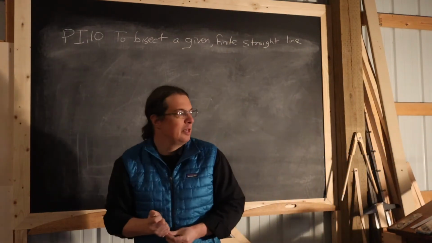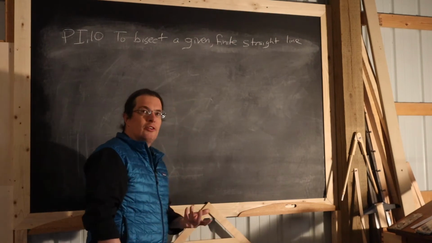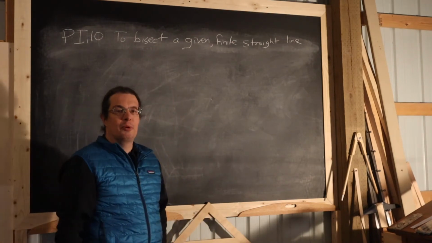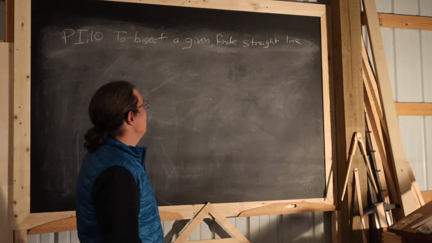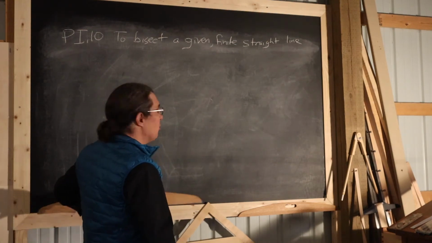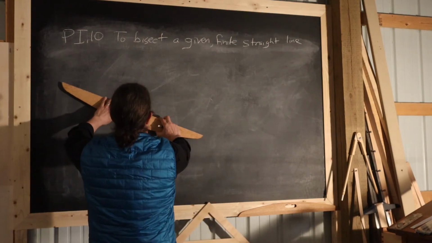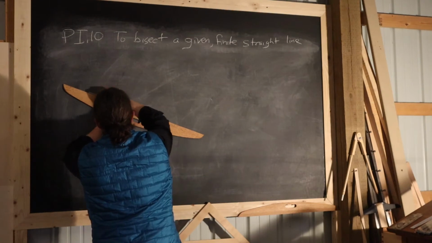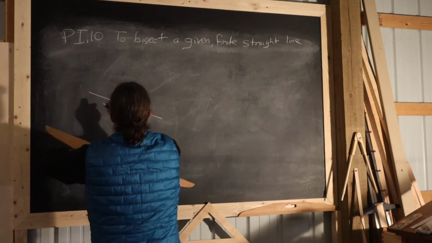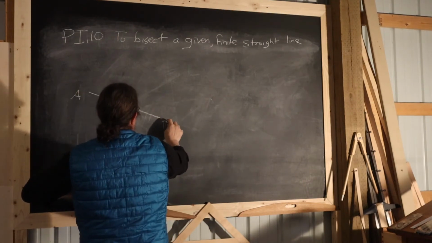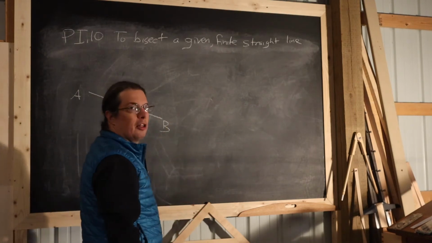Well, anyway, so the subject of Euclid's next proposition, proposition 10 from book 1, is to bisect a given finite straight line. So we can start with some given finite straight line. Maybe we'll call it AB.